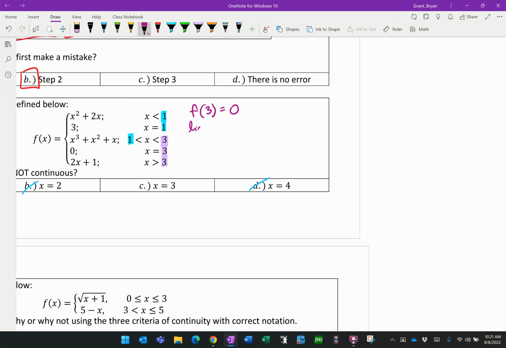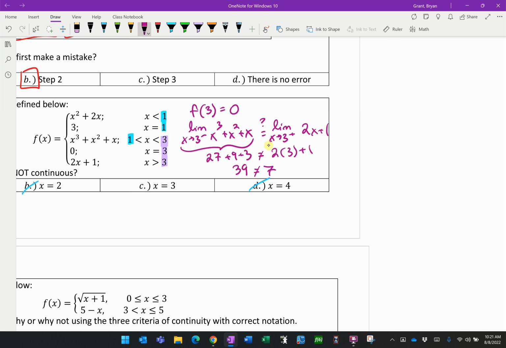Let's find that limit. The limit as x approaches 3 from the left side, which one's in control of the left of 3? Less than 3, that's this guy. X cubed plus x squared plus x. We're going to see, is that equal to the limit as x approaches 3 from the right side? And the right side is 2x plus 1. Okay, so doing a bit of math here, if we substitute in 3, I'm going to get 27 plus 9 plus 3. And over here, I'm going to get 2 times 3 plus 1. 27 and 9 is 36, plus 3 is 39. And over here, I get 7.